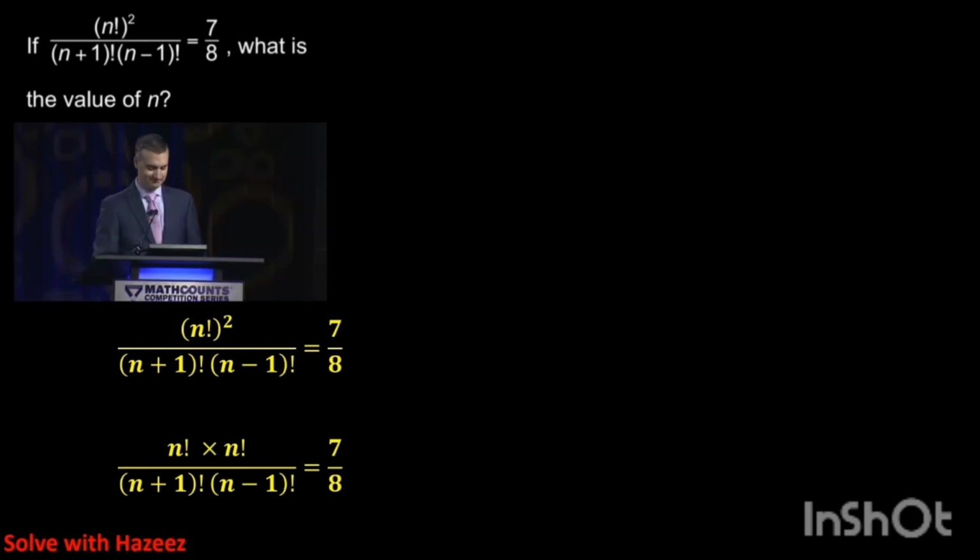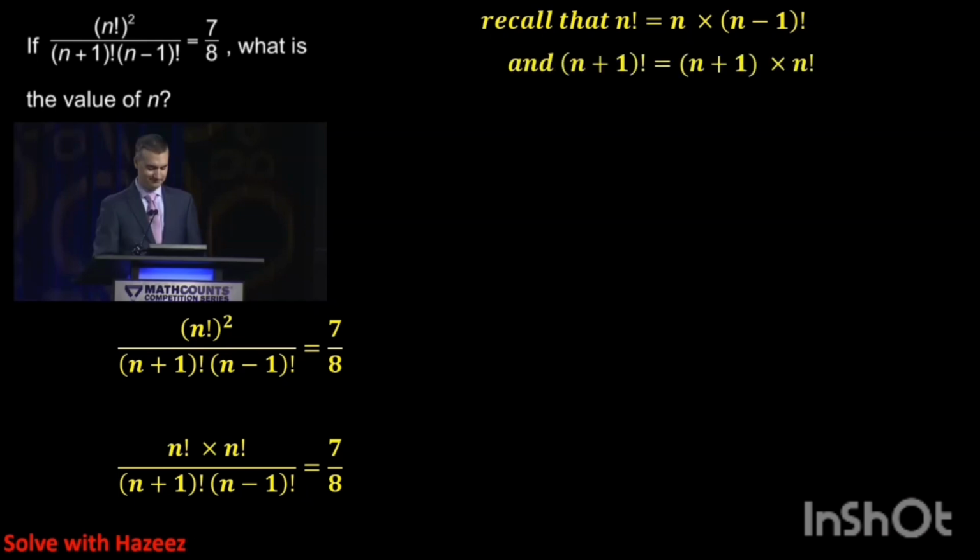And we should not forget the meaning of factorial. It means that n factorial is equal to n multiplied by n minus 1 factorial. And that is the general form of factorial. Then we can also recall that n plus 1 factorial is equal to n plus 1 multiplied by n factorial. We are going to be needing these two in our solution.